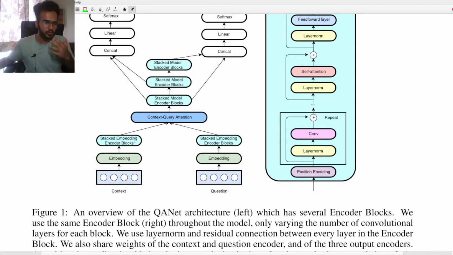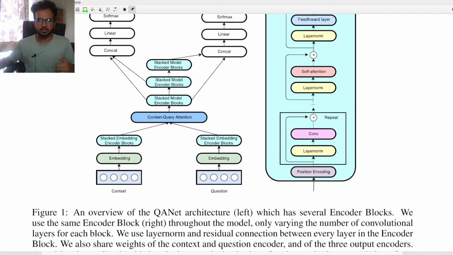Then we use something called stacked embedding encoder models. Now we'll see there are two types of encoder models. The first one is embedding encoder models, here and here, and the second one is model encoder models, so here, here, and here. There are two different types of encoder models. Now the name varies with the input. If it takes in word embeddings, then it's called an embedding encoder, and after both embedding encoder blocks are merged inside the model, it's called a model encoder block.